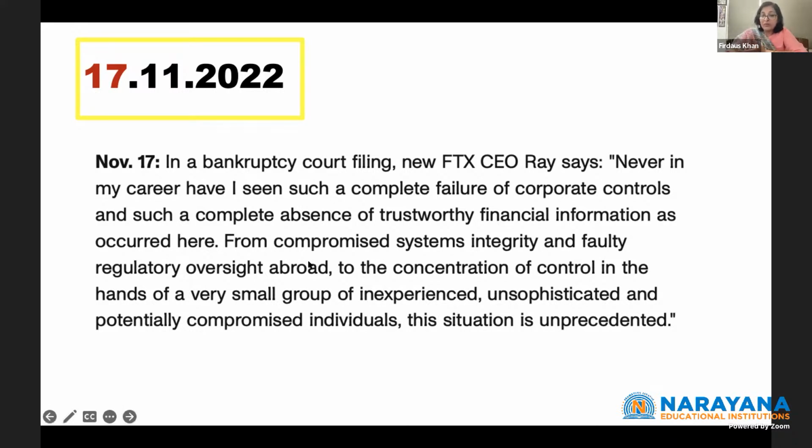Where is the board? The board of governors of FTX does not exist. And then there is a concentration of control in the hands of a very small group, some 4 or 5 people, sitting at the desk with each other and even living together in a flat. And not just that they are controlling, they are inexperienced. They are just traders.